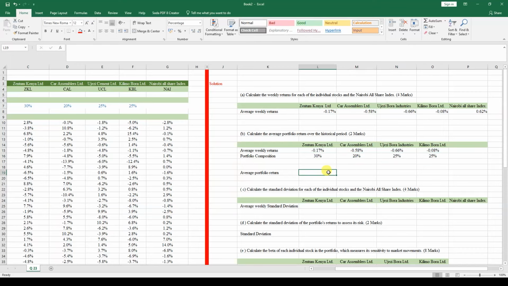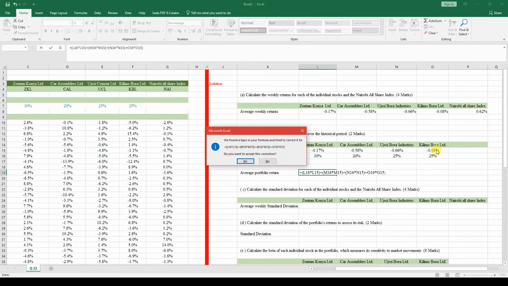How do we get the average portfolio return? Pick plus, we open the brackets, that value times the average weekly return plus that value times that value, close the bracket, the portfolio composition multiplied by the average weekly return, close the bracket, and then we add finally the portfolio composition for Kilimo Bora, and we multiply that with the average weekly returns, close the brackets, and we enter.